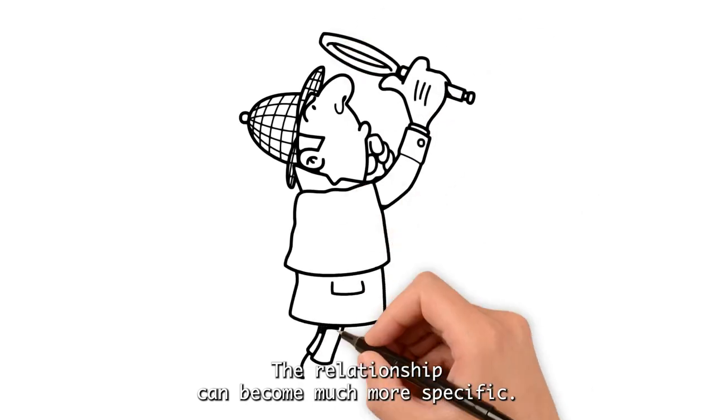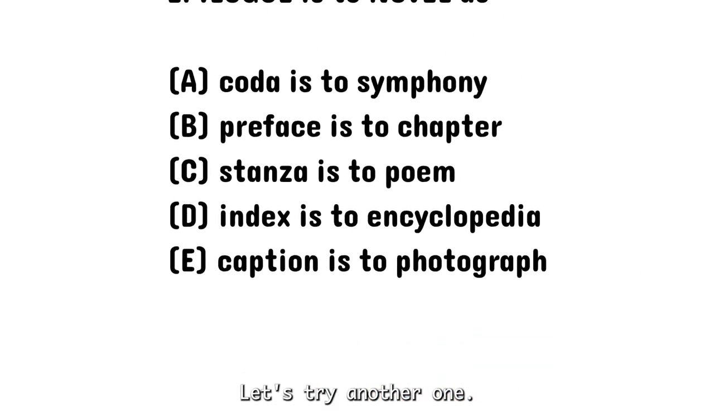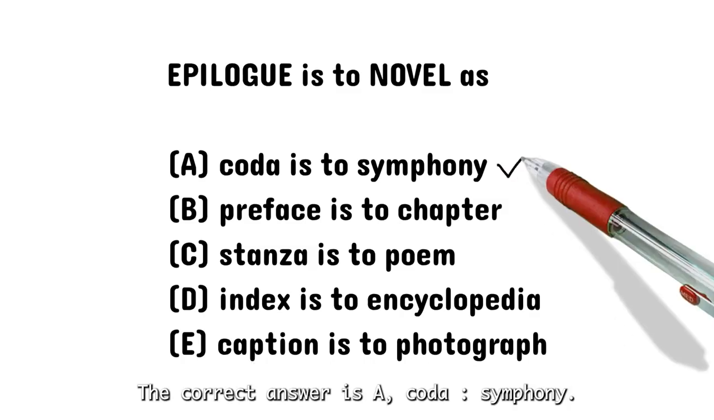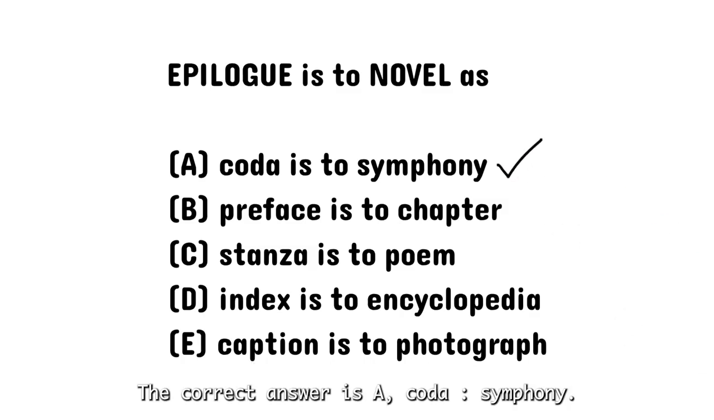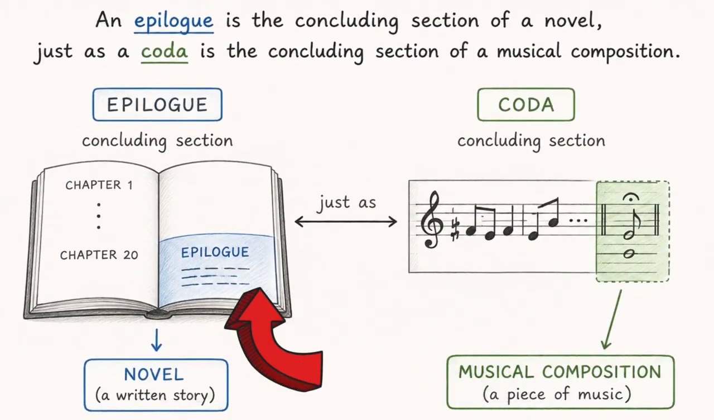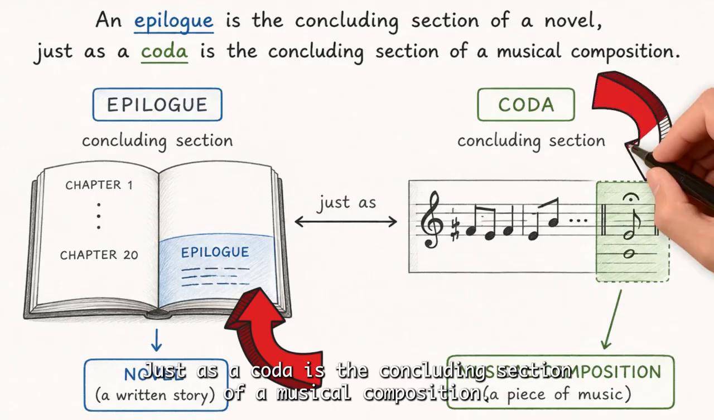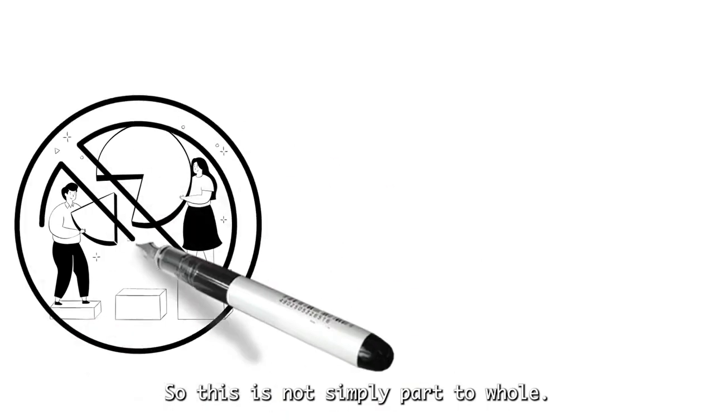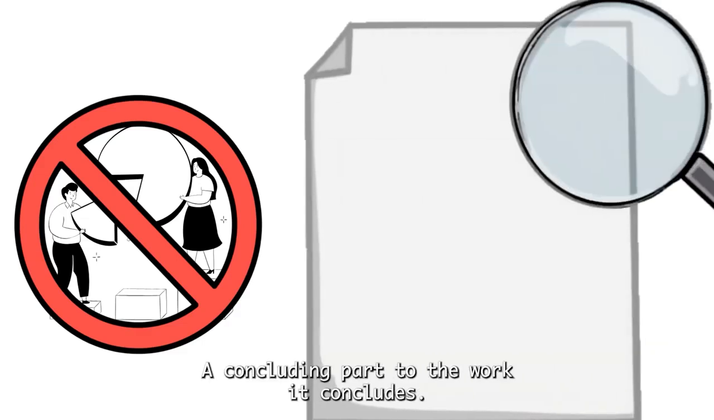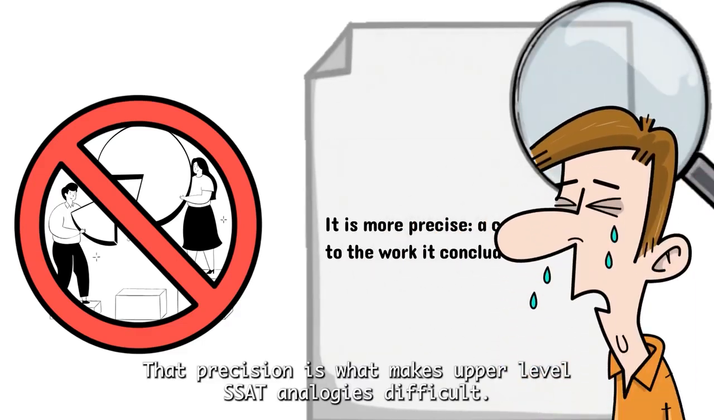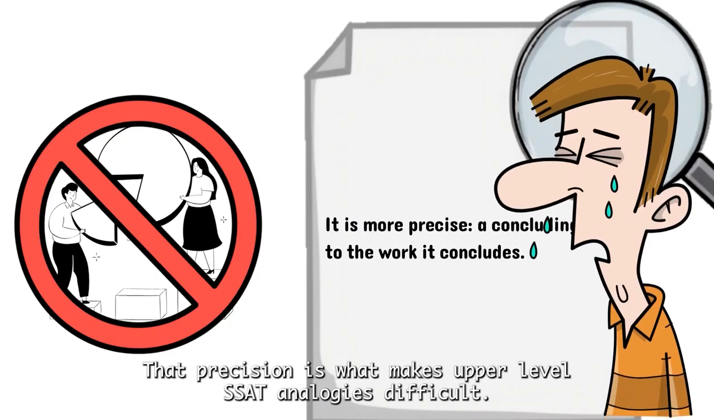The relationship can become much more specific. Let's try another one. Pause the video here and try to identify the relationship. The correct answer is A, coda, symphony. An epilogue is the concluding section of a novel, just as a coda is the concluding section of a musical composition. So this is not simply part to whole. It is more precise, a concluding part to the work it concludes. That precision is what makes upper-level SSAT analysis difficult.